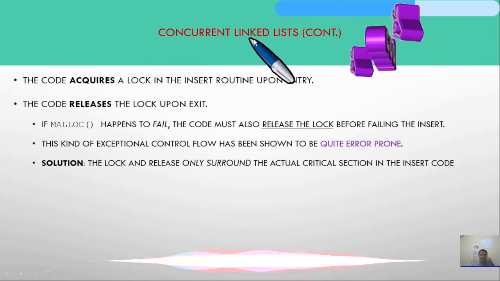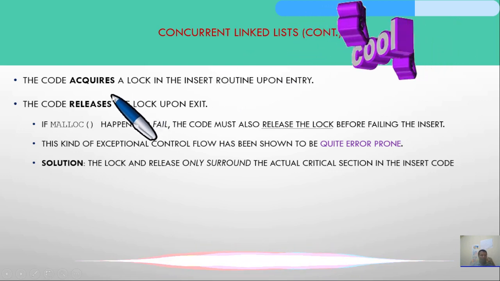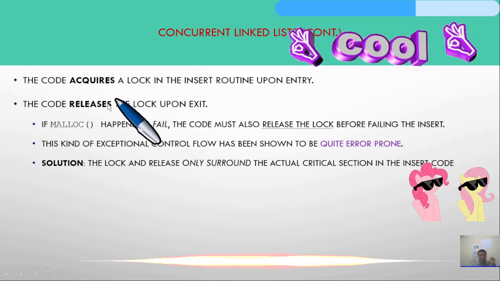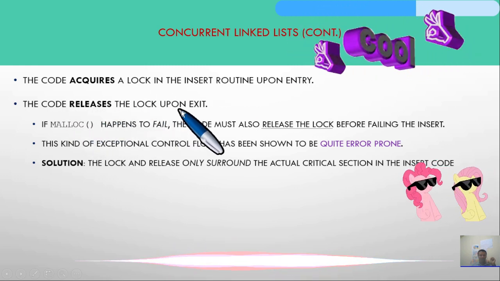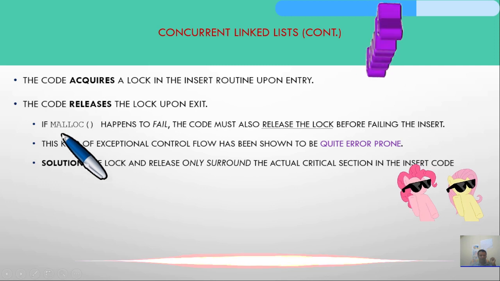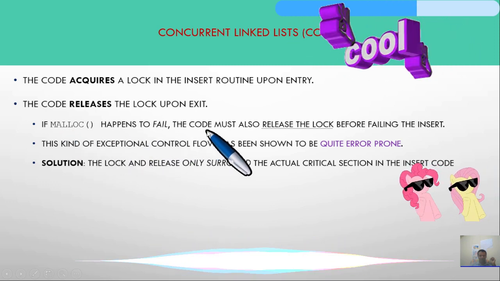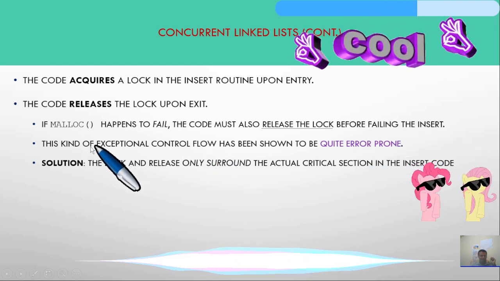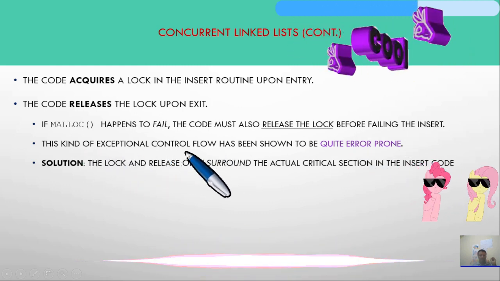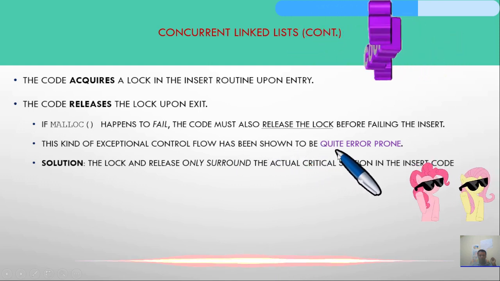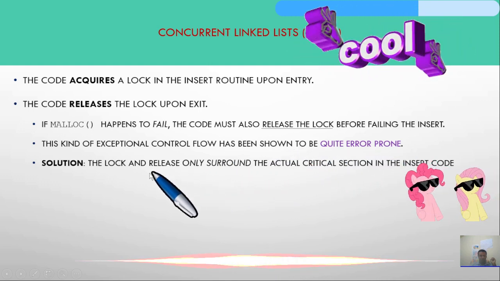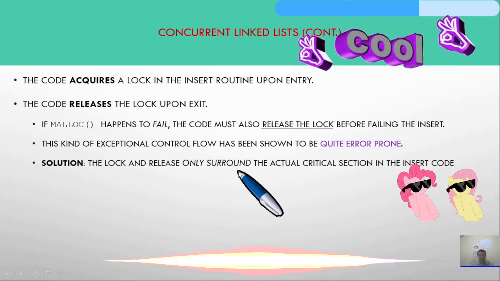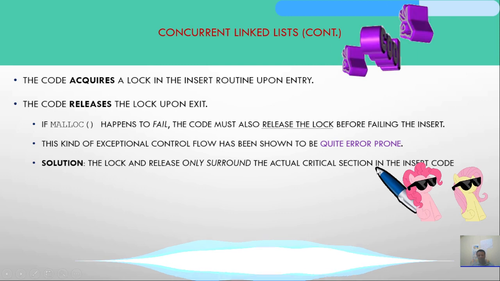So in the concurrent linked list, the code acquires a lock in the insert routine upon entry, and the code releases the lock on exit. If malloc happens to fail, the code must also release the lock before failing. This kind of control flow is error prone. The solution is to let the lock surround only the actual critical section in the insert.